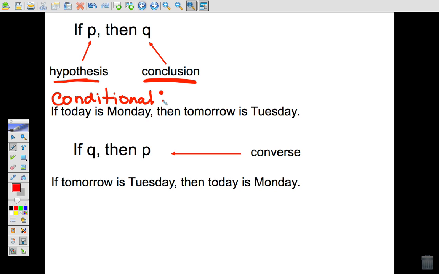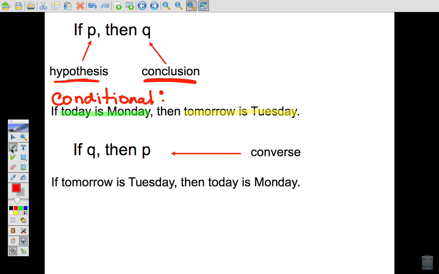All right, now let's review this. What part is the hypothesis? Think about that for a moment. The hypothesis is the part that follows the word if. So the hypothesis, and I'll put it in the same color as I did before, is today is Monday. Notice I'm not including the word if, it's the part that follows the word if. What's the conclusion? The conclusion is the part that follows the word then: tomorrow is Tuesday. So if today is Monday, that's the hypothesis, that's what we're testing. If that happens, then tomorrow is Tuesday.